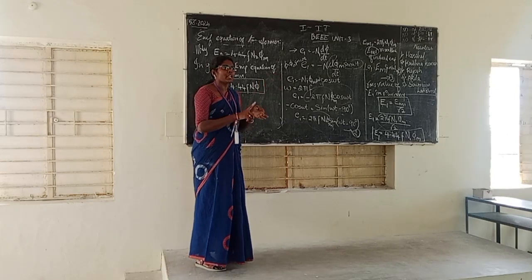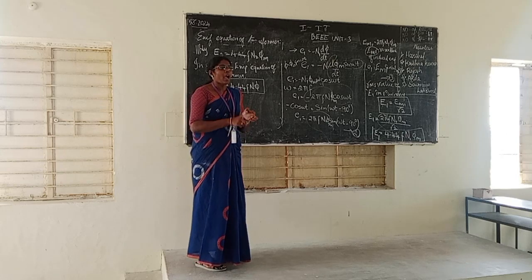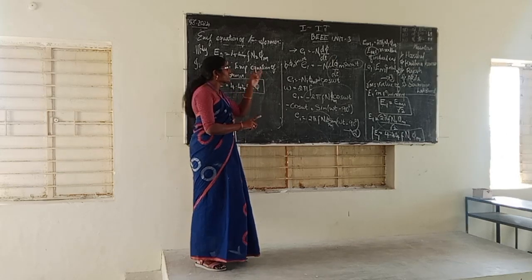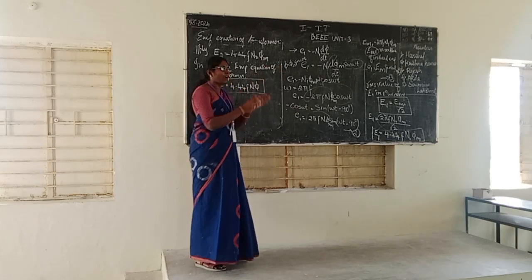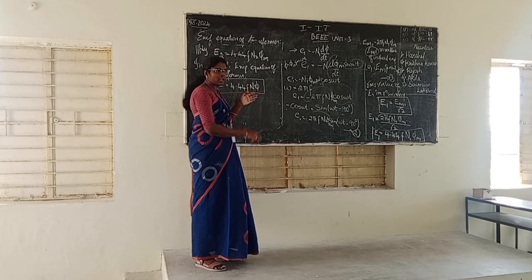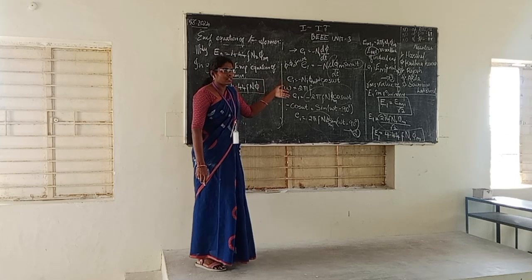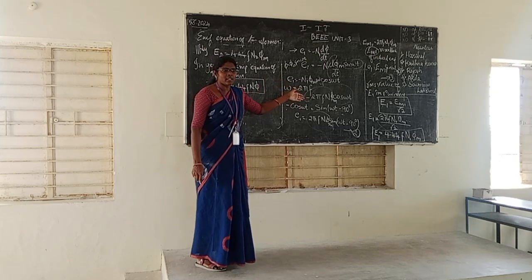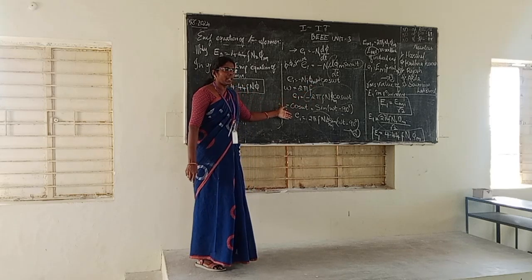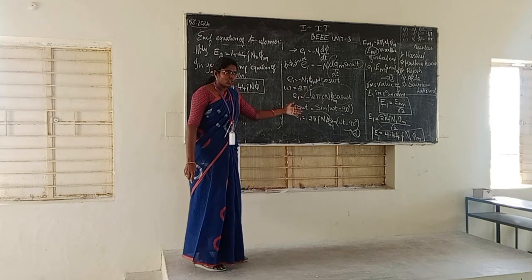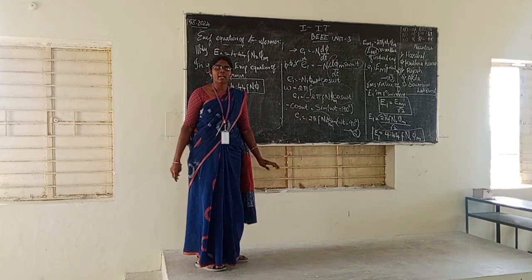We have applied the induced EMF equation directly, E1 is equal to minus n into d phi by dt. In place of phi, we substituted phi m sine omega t. After differentiating, I got minus n1 into phi m into omega into cos omega t. After that we substituted omega is equal to 2 pi f. Then we substituted a trigonometric formula: in place of minus cos omega t, we can substitute sin of omega t minus 90 degree. So the equation is E1 is equal to 2 pi f into n1 into phi m into sin of omega t minus 90 degree.